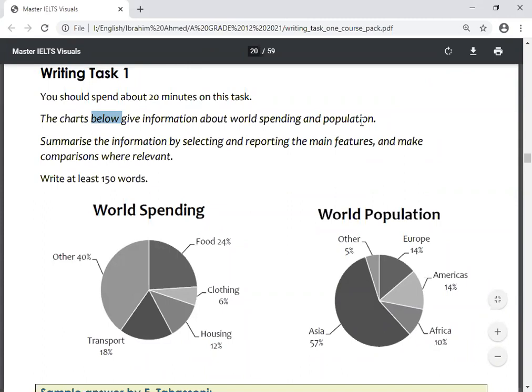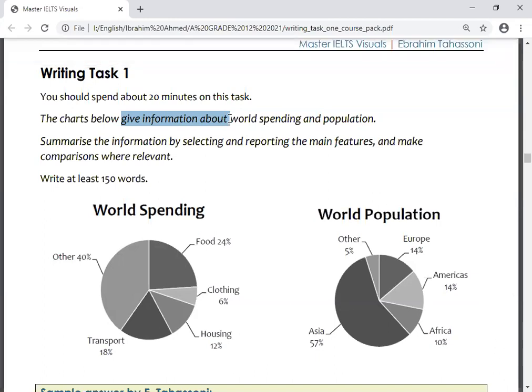So the charts below give information about. Instead of this expression, we can use describe, we can use show, we can use demonstrate, provide information about, provide data about, depict, D-E-P-I-C-T. It's a good word. It's an advanced word. And you can get a higher mark for it. Okay, demonstrate, illustrate, and so on.